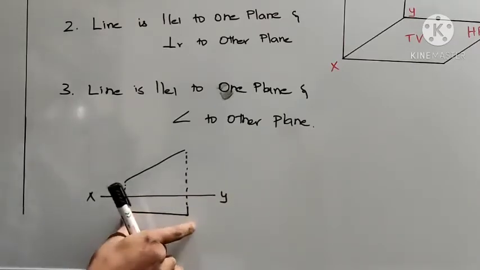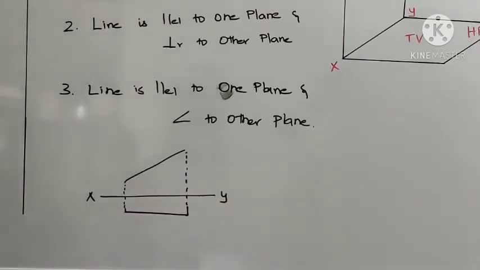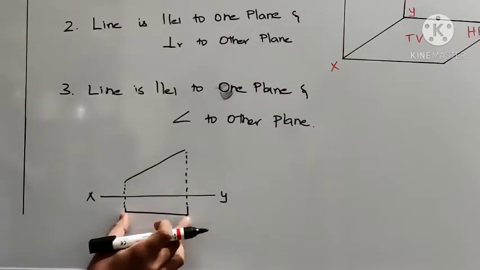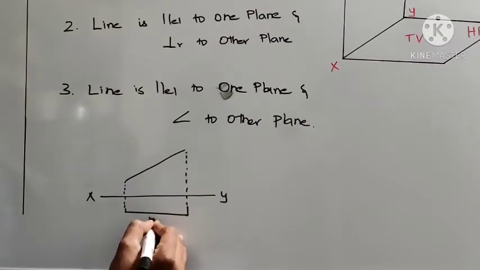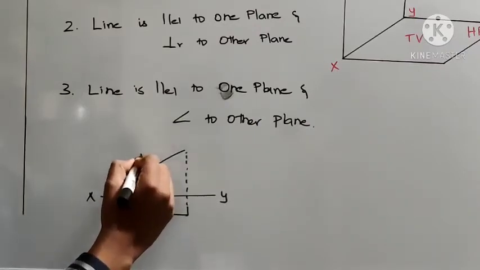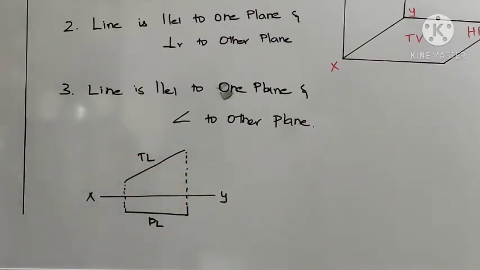The top view will get something like this. So most of you will accept that the length of this line is smaller than the length of this line. This length is called the projected length, PL. This is called the true length, TL. Always remember that the projected length will always be lesser than the true length.